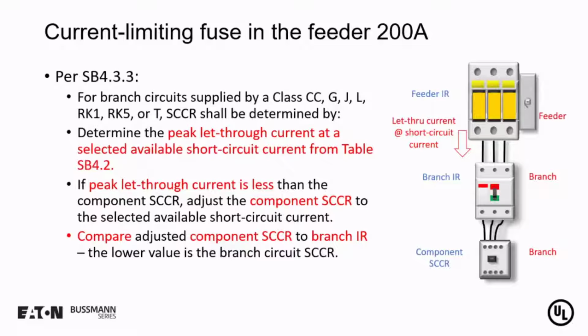Now, manufacturers of fuses do publish actual let-through curves for their fuse, but we want to be using a conservative approach to this, and as such, we use the peak let-through current and the I2T from table SB4.2, and that shows values of peak let-through and I2T that all manufacturers must meet for a given class and ampacity of fuse. The overall process is we're going to identify what the let-through current is of the current limiting fuse or current limiting circuit breaker, and then compare that to the component SCCR. And if we can raise the component SCCR, we will raise that device.